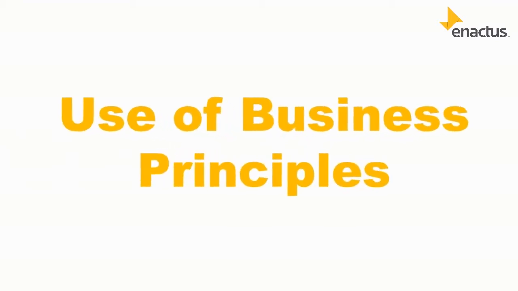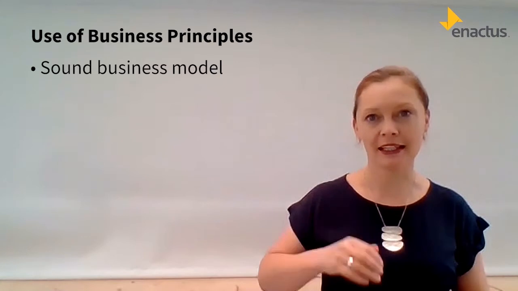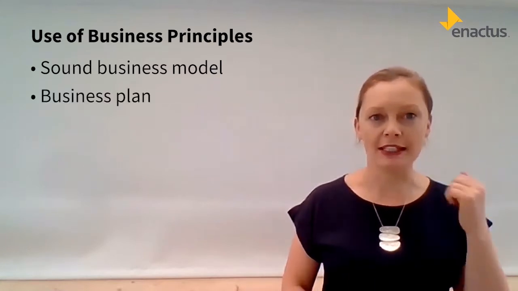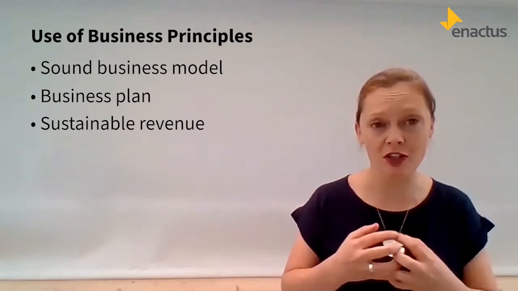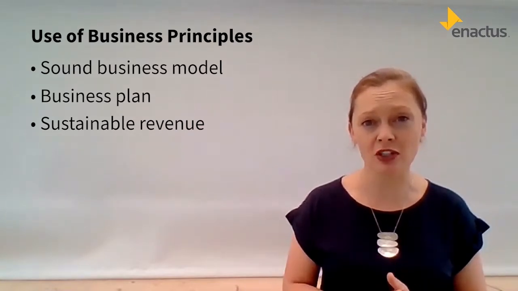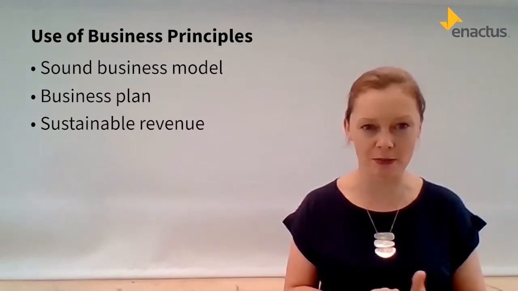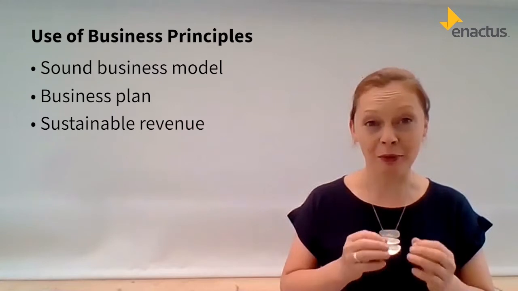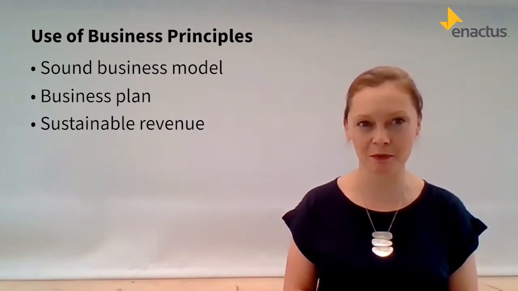Use of business principles. Enactus projects must be based on a sound business model. You'll need to develop a business plan. You'll need to identify your sources of revenue and determine whether you generate sufficient revenue to keep operating. A sustainable business must be self-sufficient in terms of revenue generation, separate to fundraising or investments. If you're selling a product or service for a fee that covers your costs, you're probably on the right track.